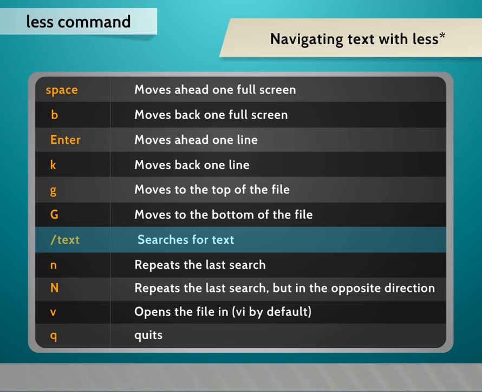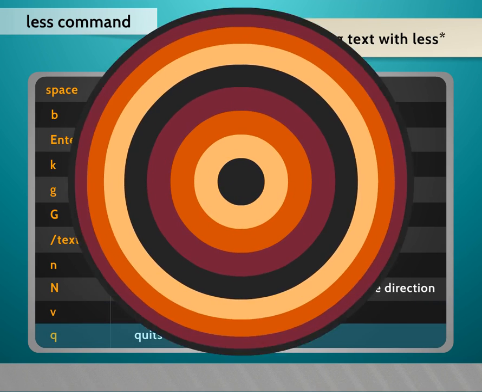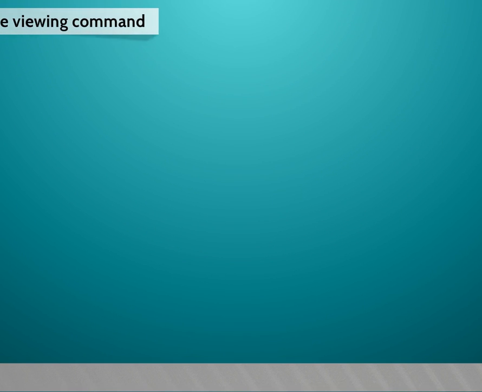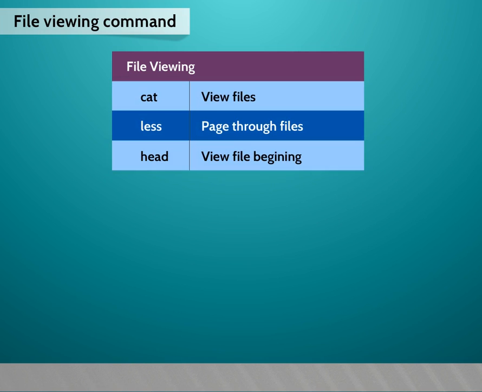/text searches for text. Small n repeats the last search. Capital N repeats the last search but in the opposite direction. v opens the file in, that is, vi by default. q quits. File viewing command.